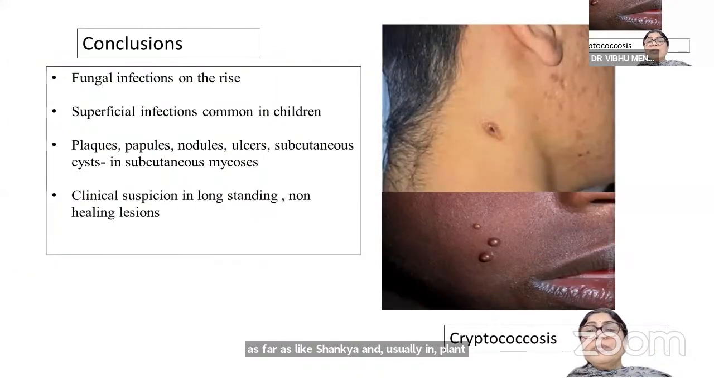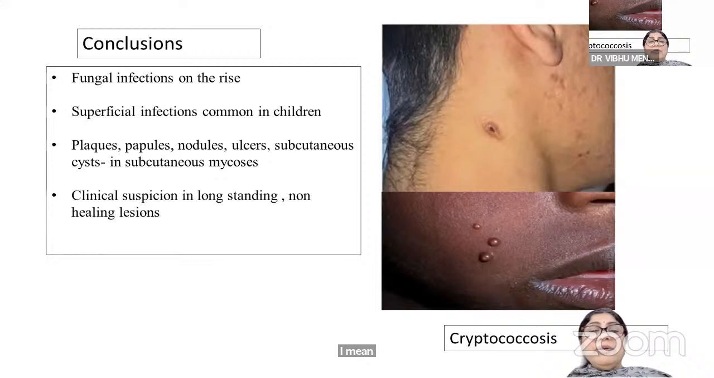So coming to my last slide, I would like to conclude by saying that fungal infections are on the rise in children also, and there are different manifestations. If you have immunocompromised children, HIV seropositive children, we often encounter cryptococcosis, and the skin manifestation can be in the form of umbilicated papules, which mimic molluscum contagiosum. And superficial cutaneous infections, I think I've dealt with in detail. So you must be able to recognize them.